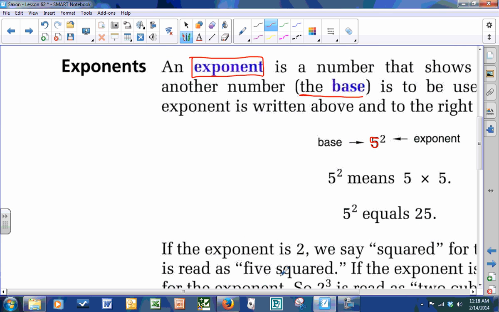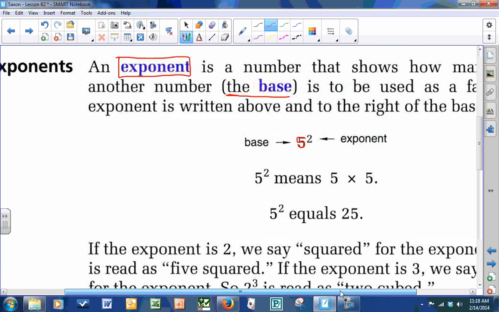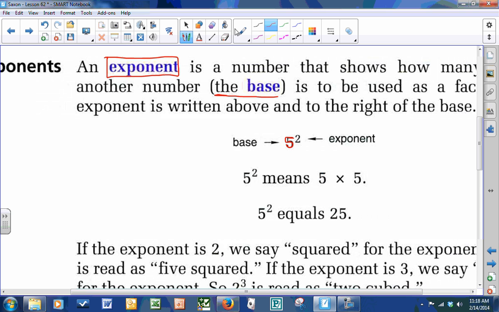Let's go in a little closer so we can see a nice up-close version of this. Here's the 5. It's slightly larger than the 2, and the 2 you notice is kind of floating up in the air, kind of like where the apostrophe would be. So 5 is called the base, and then 2 is called the exponent. So what does that mean? Because we're talking in math language, so we have to understand what we're talking about.